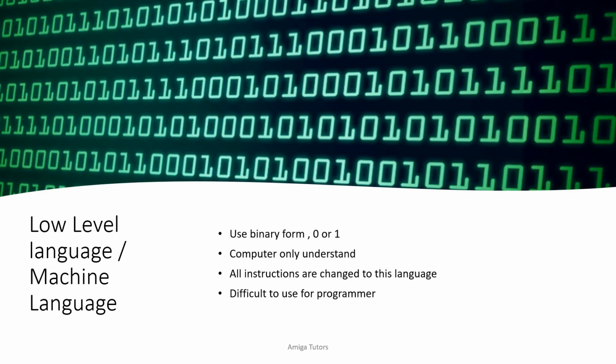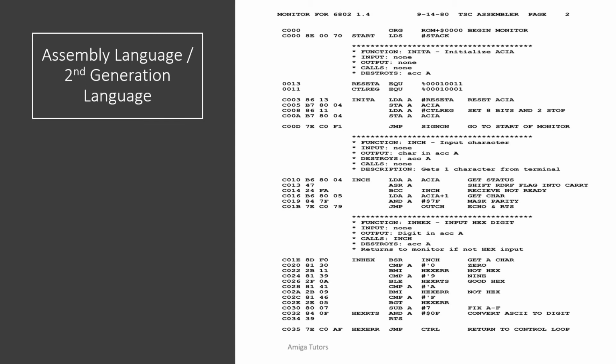Whichever instruction we give them, suppose we tell them to please play music or please play this video, the instruction is converted to this binary form, 0 and 1. But this is difficult for us programmers. We can't understand 0 and 1. So for our usefulness, there comes the second generation language, called assembly level language.